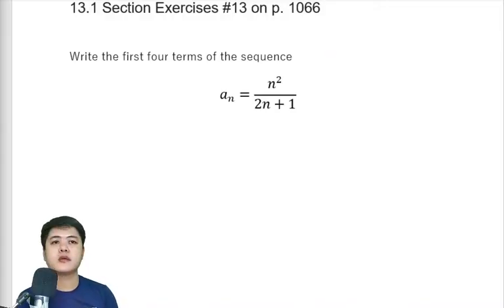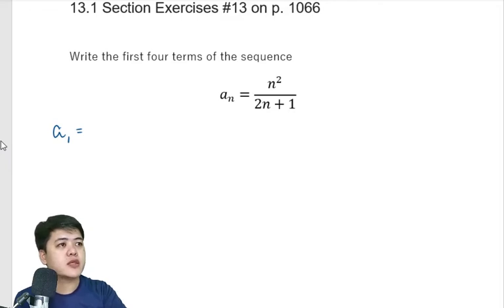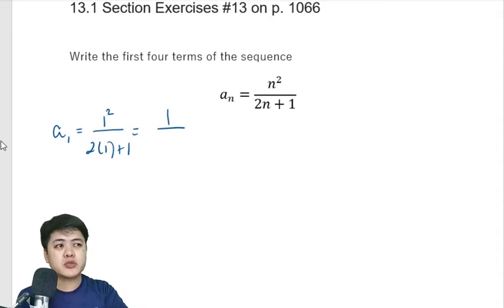Tama na. And this is number 13 of the 13.1 section exercises. Again, we're going to write the first 4 terms of the sequence defined by this. A sub n is equal to n squared divided by 2n plus 1. So to get the first term, a sub 1, we substitute 1 to n, we'll get 1 squared over 2 times 1 plus 1. So 1 squared, it's 1. 2 times 1, that's 2 plus 1, that's 3. So the first term is 1/3.